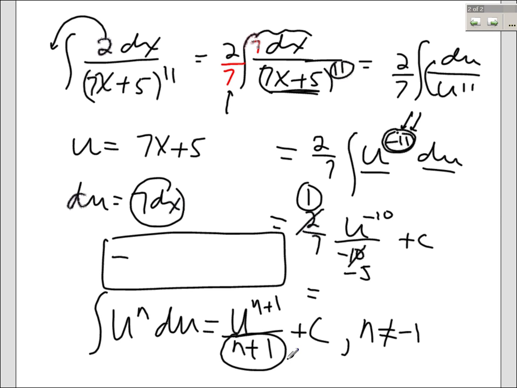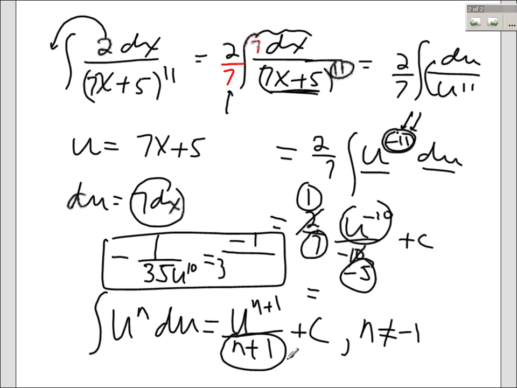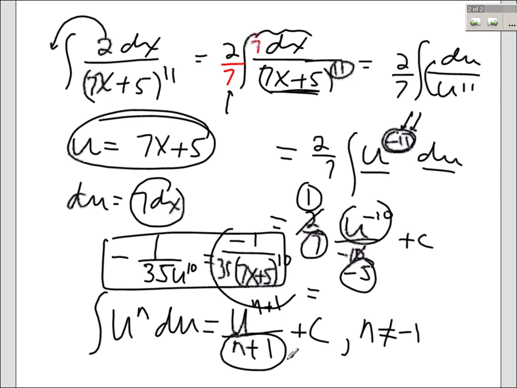Let's see. The 2 goes into the 2 once, and the 2 in the numerator times the 7 in the denominator stays. The negative sign goes with the 10. So the final answer is negative 1 over 70 times u to the 10. And no random guessing: on your paper, on the board, say where u is. u is 7x plus 5. Okay, plus c.